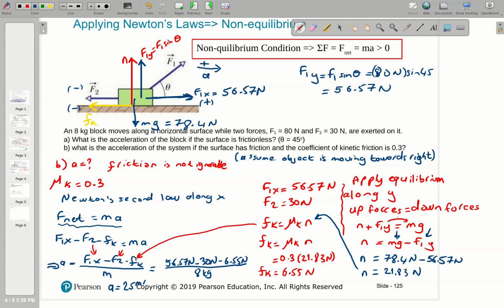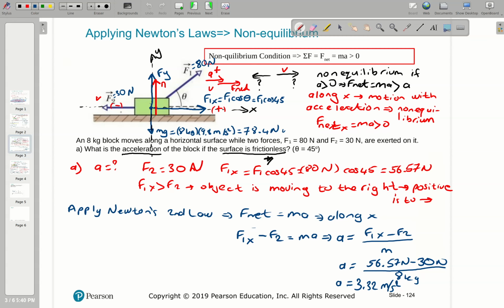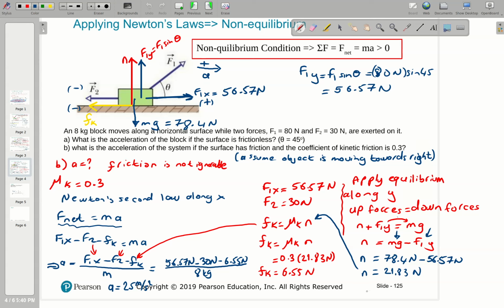meters per second squared. Now remember, assessing part, I'm going to think about here, like there's friction and acceleration should be less than the no friction case, right? Friction would slow us down a little, make the acceleration less. Did I get it less? Yes. Previous was 3.32 meters per second squared. Now I got 2.5 meters per second squared.